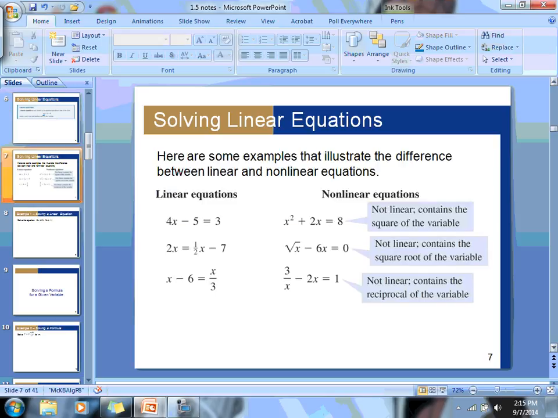Some examples of linear equations are listed here on the left side. Notice that all of the x's are just x to the first power. Now you can multiply an x by a number, like 4 times x. You can divide it by a number, like x divided by 3. That's okay.